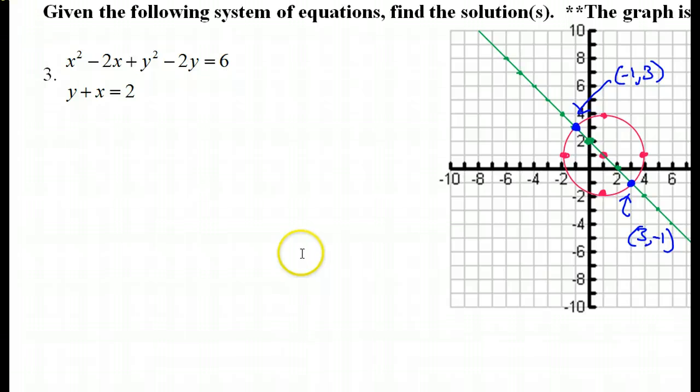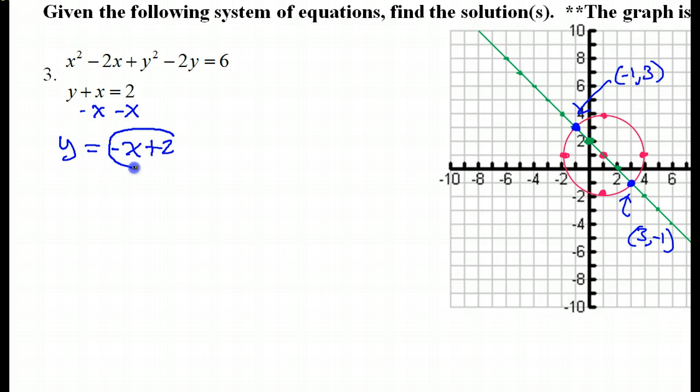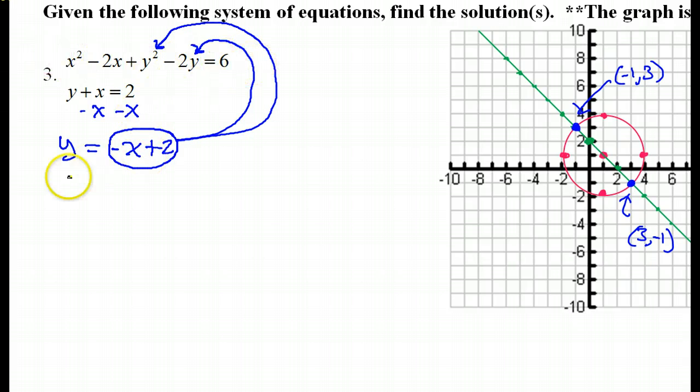If I want to solve this system algebraically, it would be helpful to get y by itself. So I would subtract x from both sides. That's going to give me y equals negative x plus 2. Now that I have y by itself, I have something that I could substitute into the other equation anywhere I see a y.